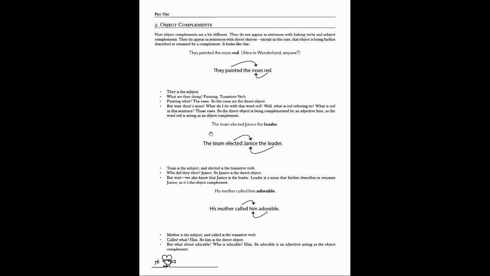If we move on to, like, the team elected Janice the leader, we have team is the subject. What are they doing? They're electing. What are they electing? Or who are they electing? Apparently Janice. So Janice is the direct object. And then leader renames Janice, tells me more about Janice. What did they elect Janice as, right? The leader. So object complement.